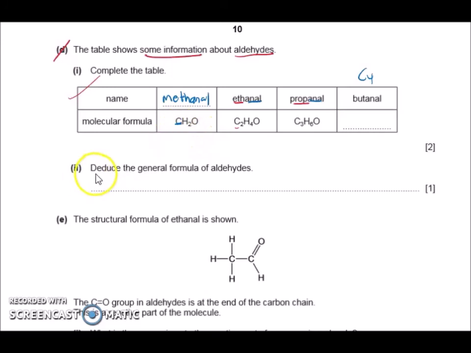Here butanal is C4. So we can deduce the general formula for aldehyde. You can see the O remains the same, but the C and the H will be doubled up. So here is n, here you put 2n, and here's O. So here is C4, H is 8, and here's O. So that is the formula. We have completed the table and also deduced the formula for aldehyde.